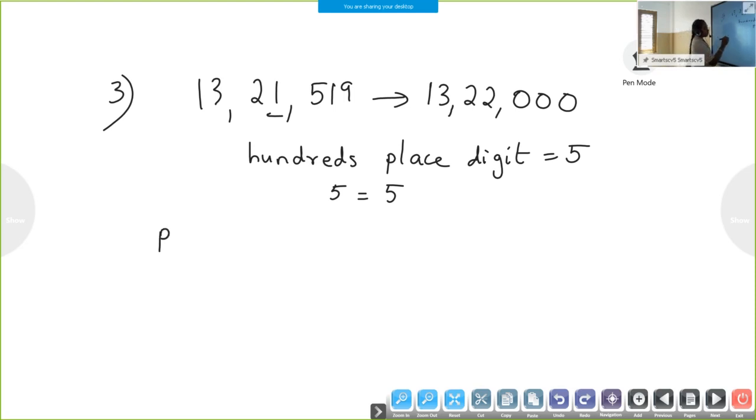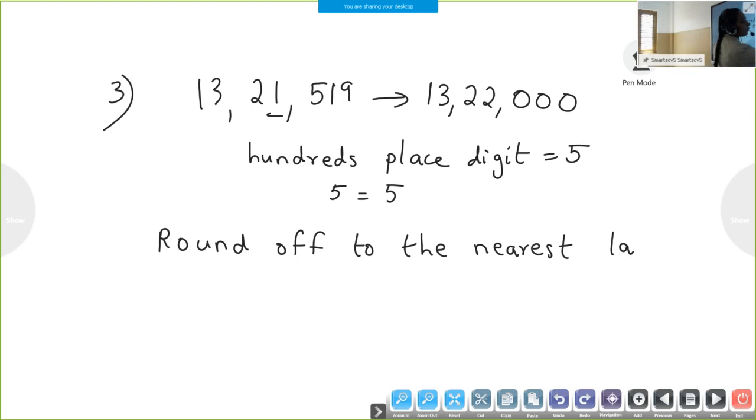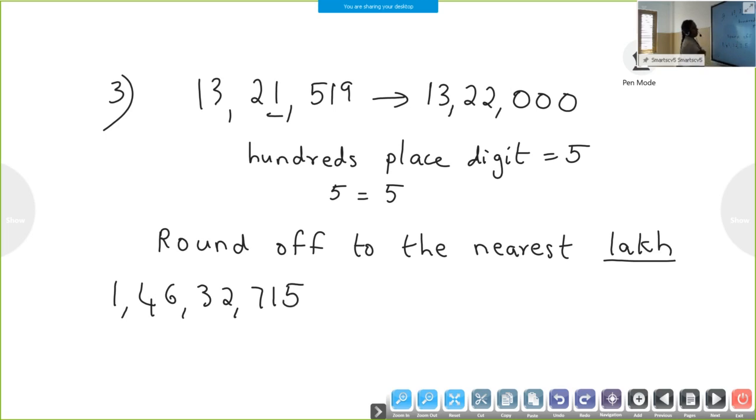So if you want to round off to the nearest lakh, what do you have to do? I'll give a question: round off to the nearest lakh. This is a question. Round off to the nearest lakh. How will you do this one? The same procedure we have to do for this one.